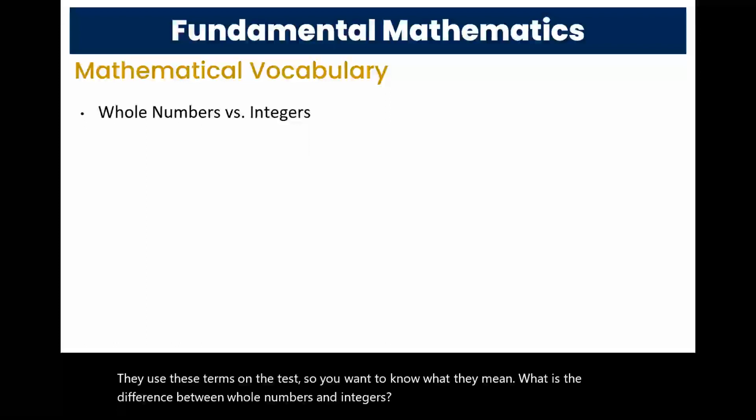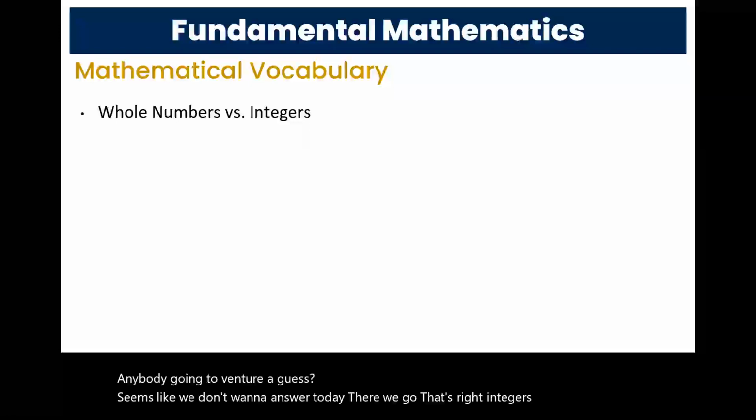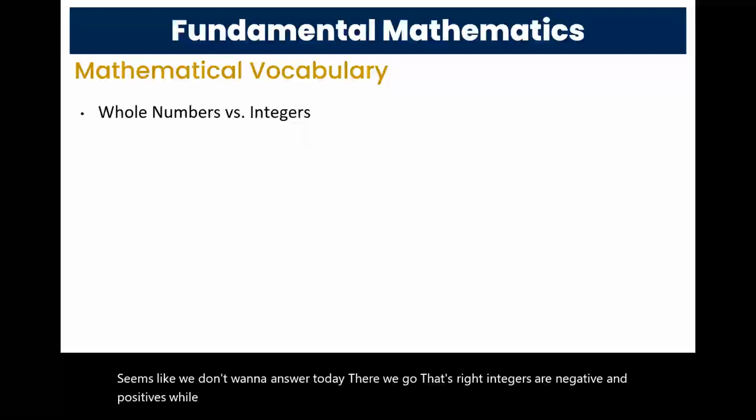Somebody out there certainly knows this. What do you guys think? Anybody going to venture a guess? Seems like we don't want to answer today. There we go. That's right. Integers are negative and positives, while whole numbers are just anything from 0 on up.